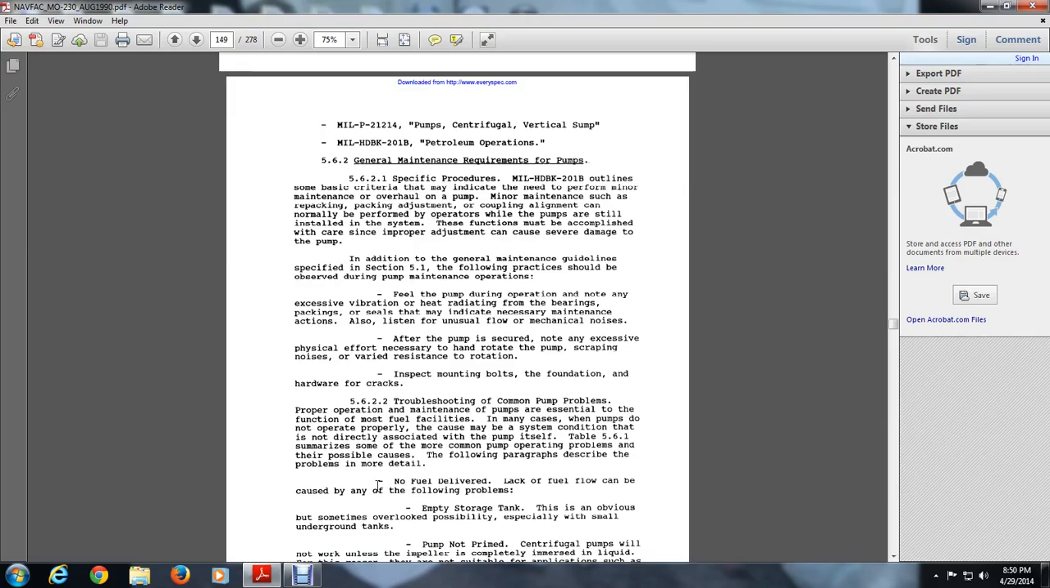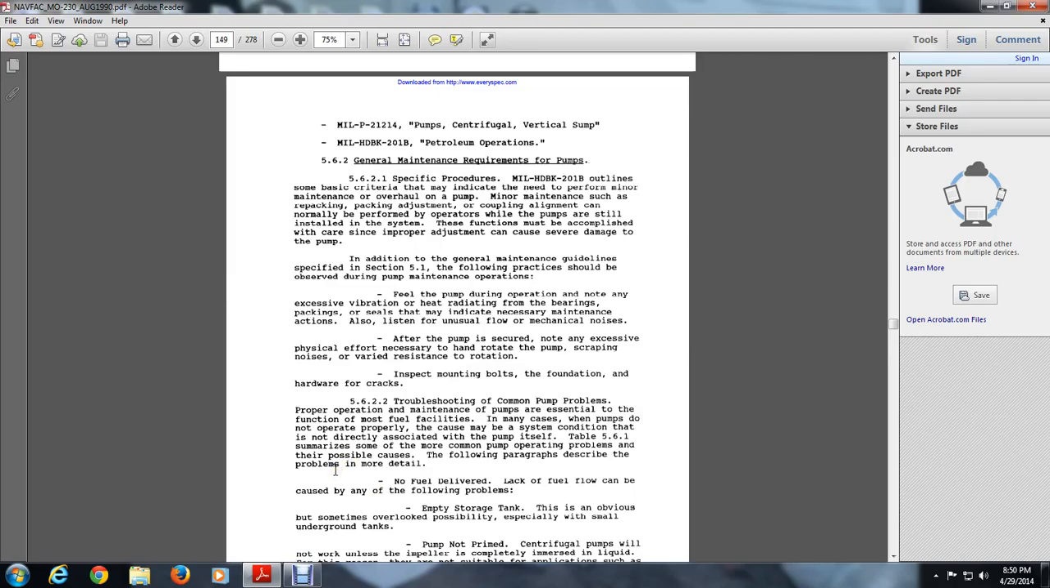5.6.2 Troubleshooting Common Pump Problems. Proper operation and maintenance of pumps is essential to the function of most fuel facilities. In many cases, when pumps do not operate properly, the cause may be a system condition that is not directly associated with the pump itself. Table 5.6.1 summarizes the more common pump operating problems and their possible causes. The following paragraphs describe the problems in more detail.